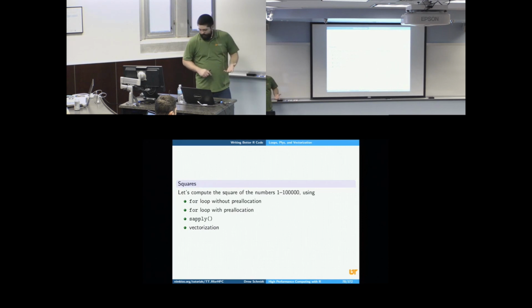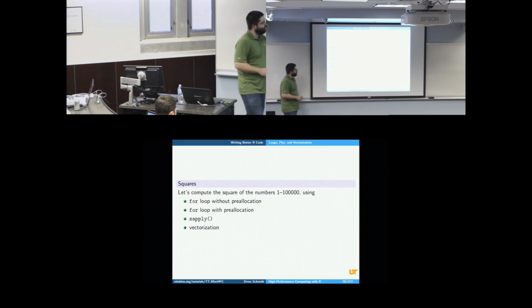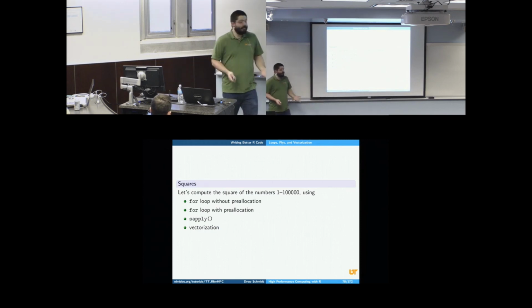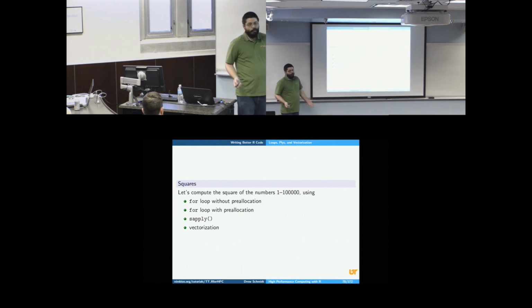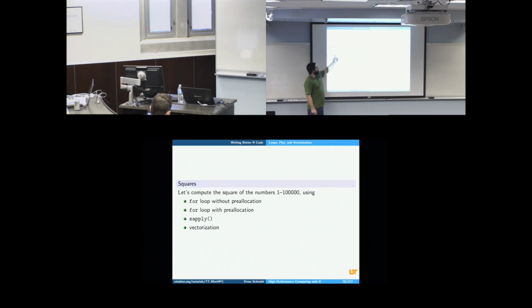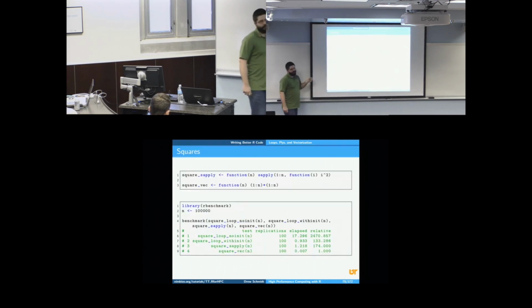So here's a very simple example, and then I believe we'll finish up for a break and exercises. If we want to compute the square of the numbers 1 to, what is that, 100,000, we can do this with a for loop without preallocation, a for loop with preallocation, sapply, and vectorization. And we can see what's going to perform the best. You probably could guess, right? We've already seen these first two examples, remember? So I'm only going to define these two new ones, and they're very simple.